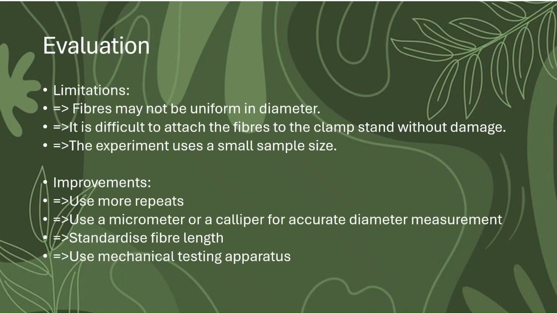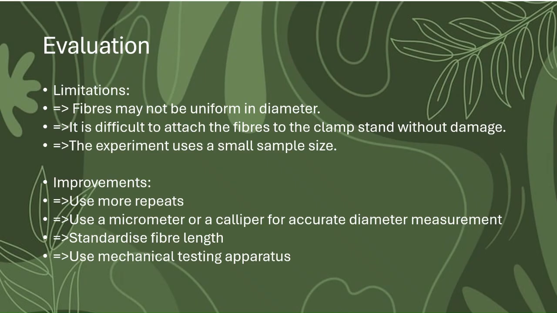And so now to look at the evaluation. There are some limitations for this practical. Some of these are the fact that the fibers may not be uniform in diameter, and the diameter of the fiber can vary from one point to another. It is also difficult to attach the fibers to the clamp stand without damage, so once again, this can affect the tensile strength of the fiber. And finally, the experiment uses a very small sample size, so the data collected might not be of the highest accuracy.